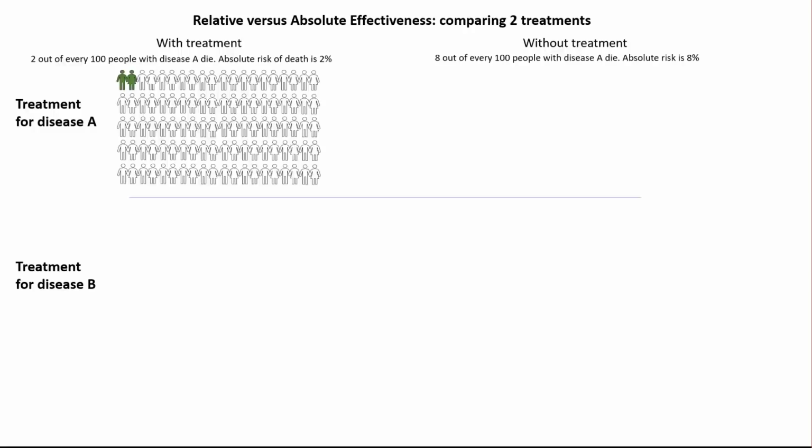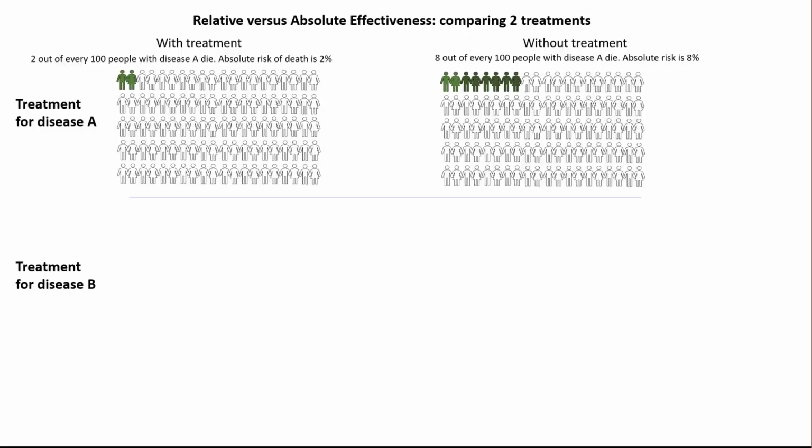So 2 out of every 100 people with disease A die, so the absolute risk of death is 2%. And for those without the treatment, 8 out of every 100 people die. So the absolute risk is 8%. So this is like the example we saw before. So treatment A effectiveness, as we already saw, was 75%. So it's a 75% relative risk decrease of death with the treatment.